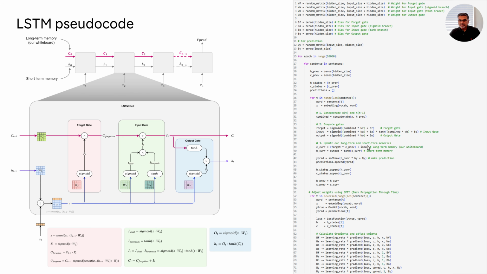Now, you have to manipulate the long-term memory. How do you manipulate the long-term memory? Long-term memory CT is the previous long-term memory multiplied by the forget gate plus the input that is coming in. So what information needs to be forgotten, add to it what information needs to get added, and that becomes your new long-term memory. And your short-term memory is the value of the output gate times how much of the long-term memory values also influence the short-term memory. That is your updated short-term memory.